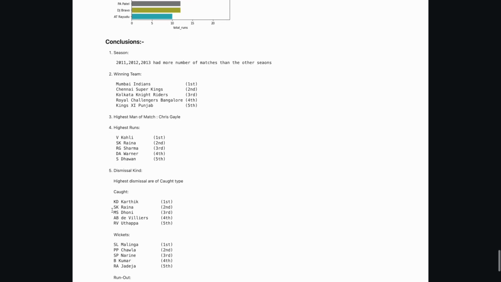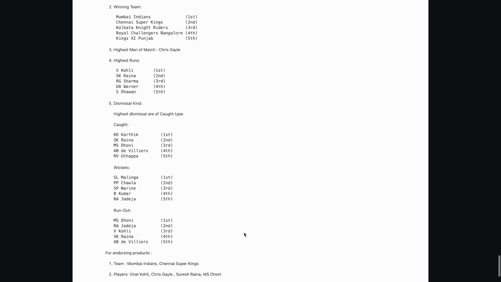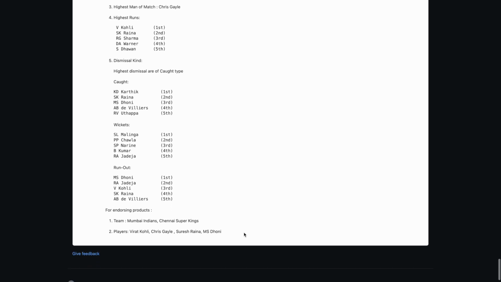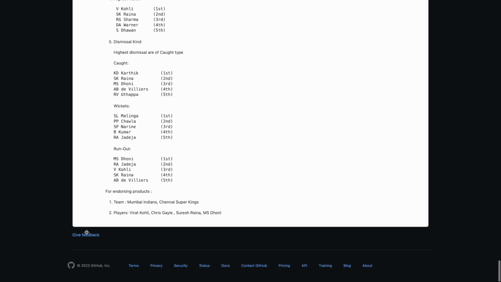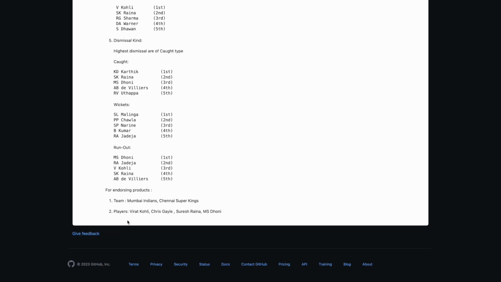And after doing all this analysis, then we look into the overall thing where we try to concise all the analysis that we made. And after looking into all this, we get to know that for someone to endorse products, we have to choose a team that is either Mumbai Indians or Chennai Super Kings, and in case of players, we have to choose Virat Kohli, Chris Gayle, Suresh Raina, or MS Dhoni.